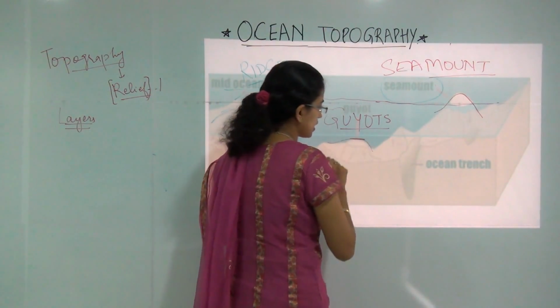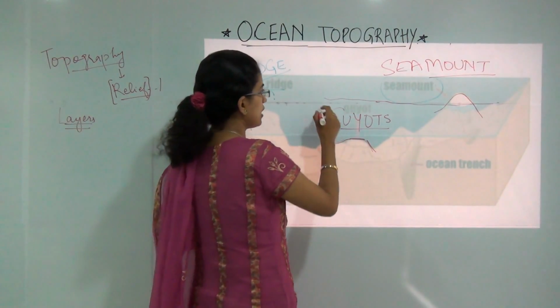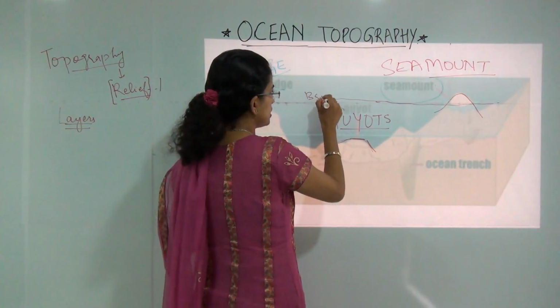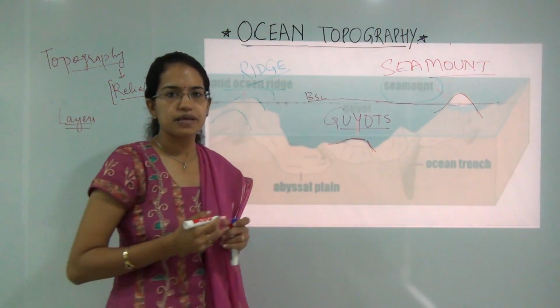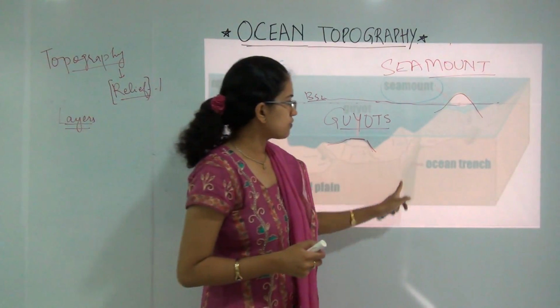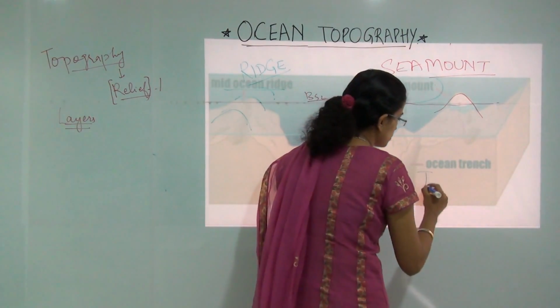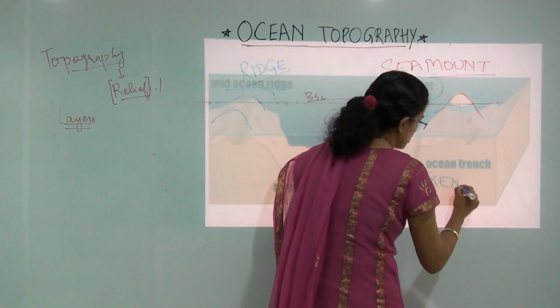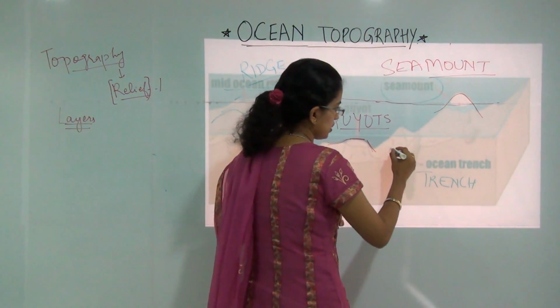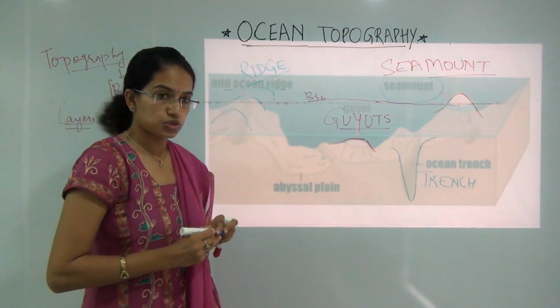So yeah, they have a kind of flat base or a flat top, and they finally are falling below the sea level or below the basic ocean level. Now you have a lot of trenches that are found. Trenches are kind of depressions in the ocean surface. So any depression that is found in the ocean surface is known as an ocean trench.